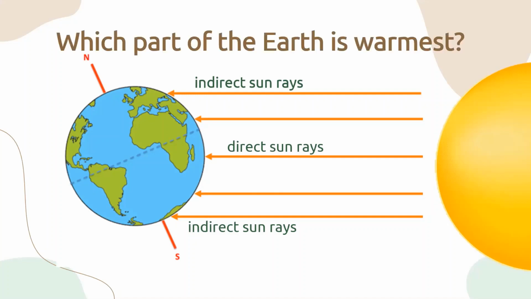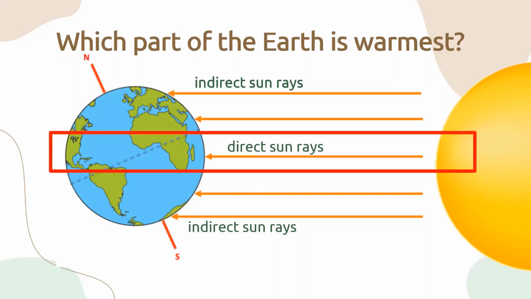Which part of the Earth is warmest? Areas of the Earth that are hit by direct rays are the warmest. The equator is always hit by direct rays of the Sun. This is why it is always warm in there. The poles are always being hit by indirect rays. That is why it is cold there.